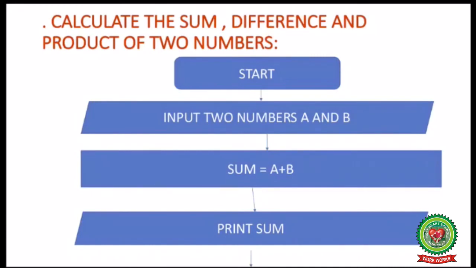As we know, a flowchart is divided into three parts. First we will give input, then there will be processing instructions, and at the end we will get output. Here the first instruction is start. After the start we will give input, two numbers A and B. Then in the processing we will give sum equals A plus B, and in the output we will print sum.